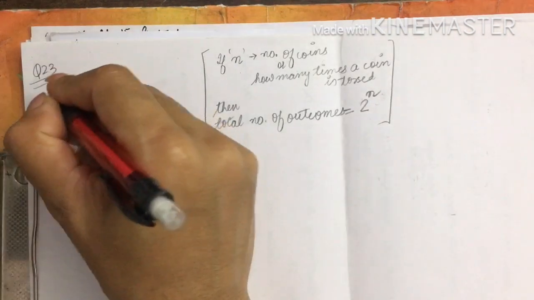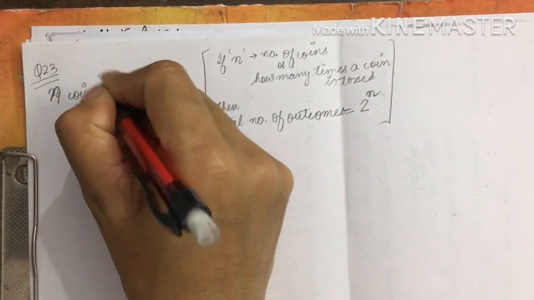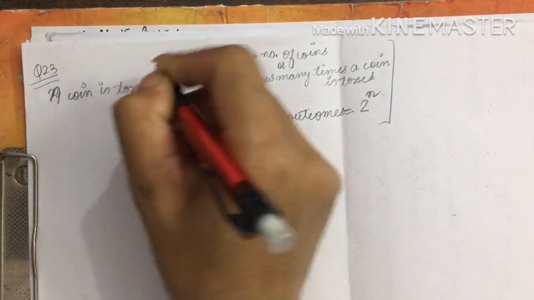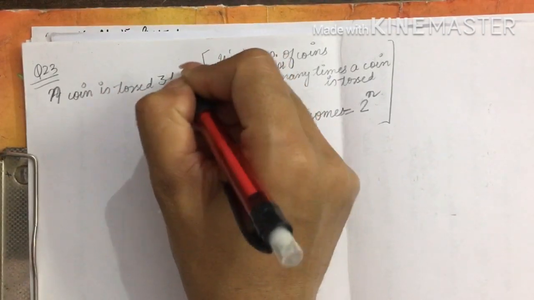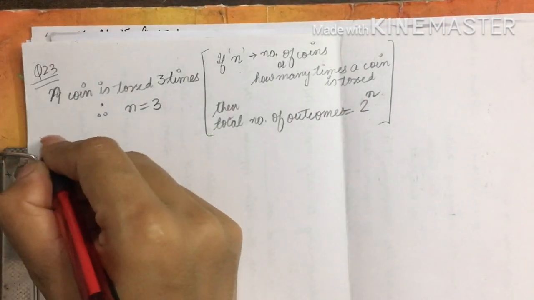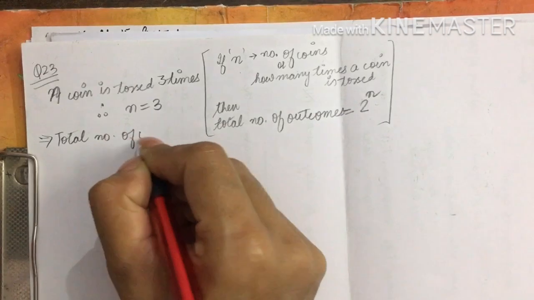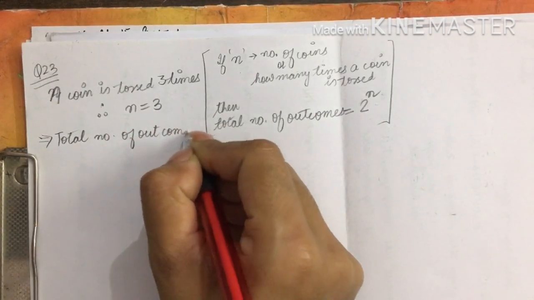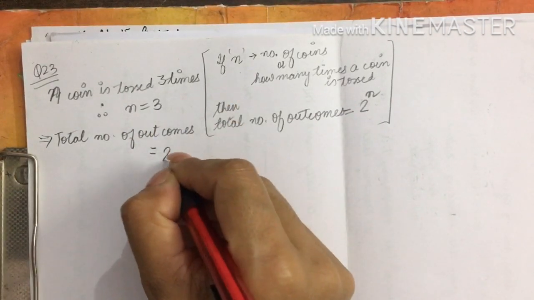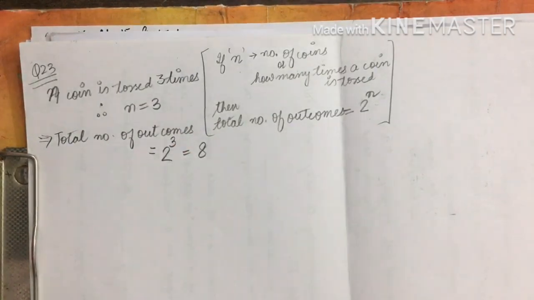So in this case, a coin is tossed 3 times. Therefore, n is equal to 3, which means we need the total number of outcomes to write down the probability. That is 2 raised to the power n, which is 3. So this will be 8.